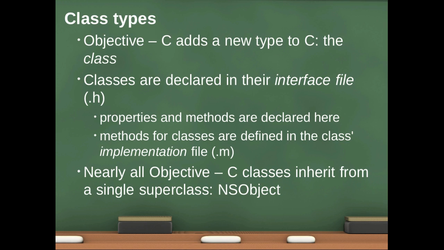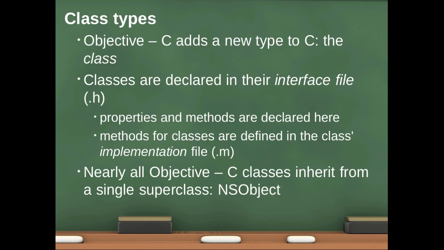Objective-C adds a new type to C, and this is the class type. So classes are declared in their interface file or interface section of a file, and this is usually a header file, a .h, just like a C header file. And we declare properties and methods here, and we'll talk about what these are and how to do that. And then in the implementation file, which is a .m file, not a .c, as you might expect, we define the bodies of the methods for our classes.